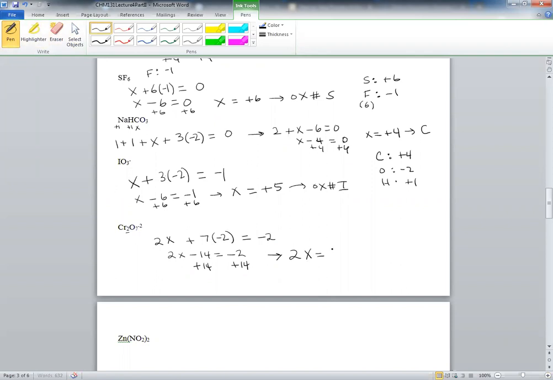equals 12. Again, we want to solve for x, so that's divided by 2, divided by 2. That would give us x equals plus 6. So that's on each chromium atom. And of course, the O is a minus 2. That's the procedure right here.